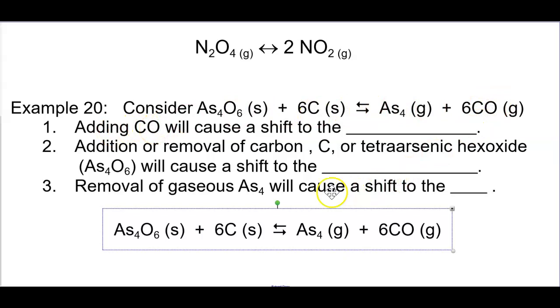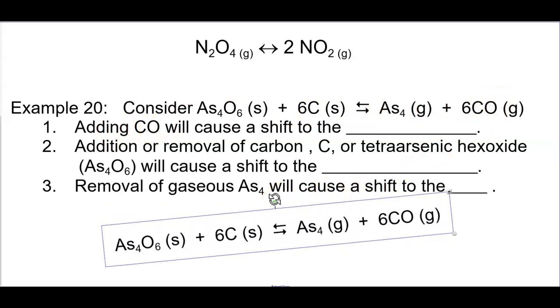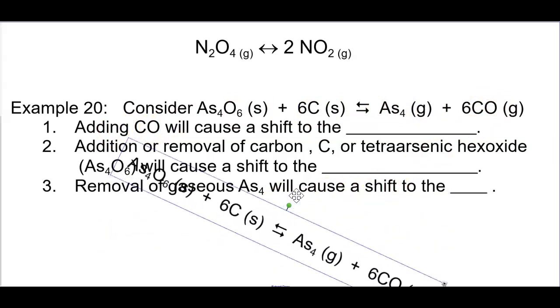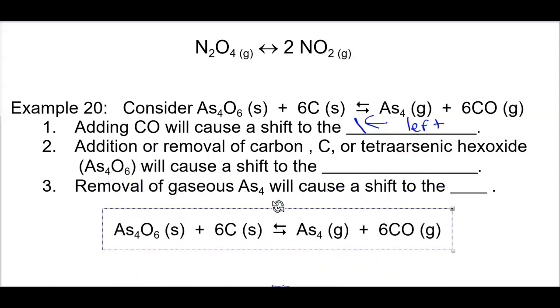So if I add CO, it's going to move like this, right? So then it's going to slant this direction, and I'm going to have to push it back towards the left in order to reach equilibrium. Okay. Let's get this back to level, or as close as I can get it with my mouse.